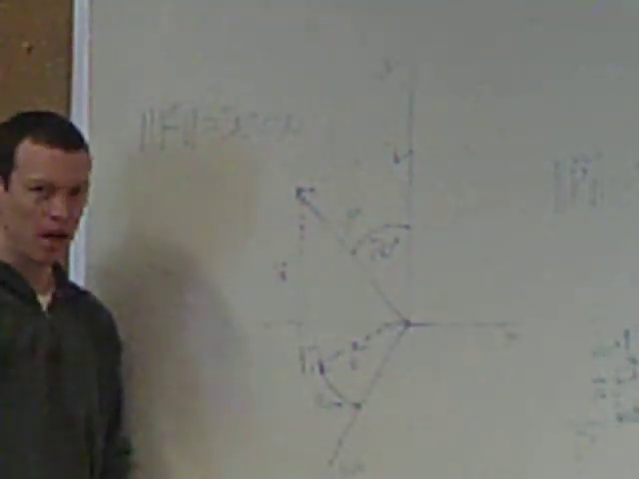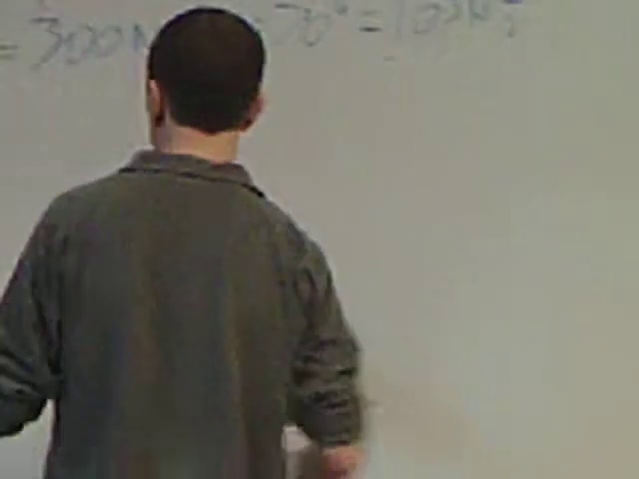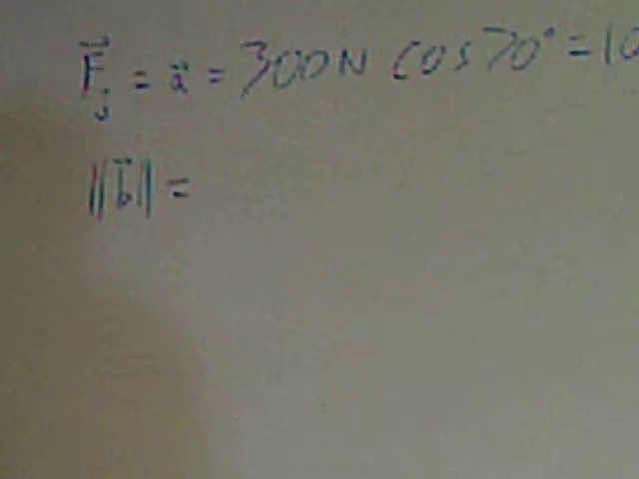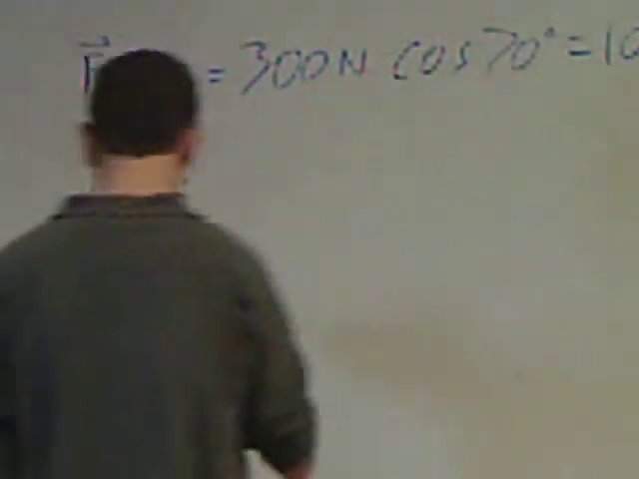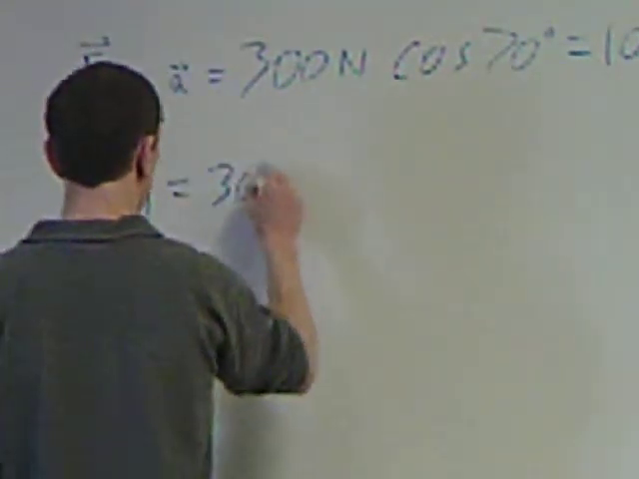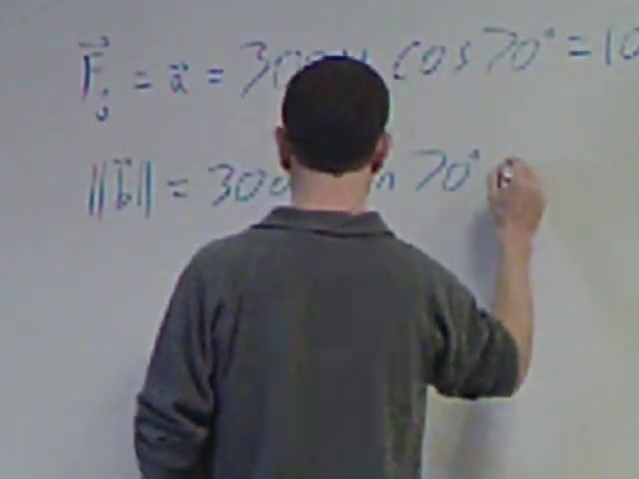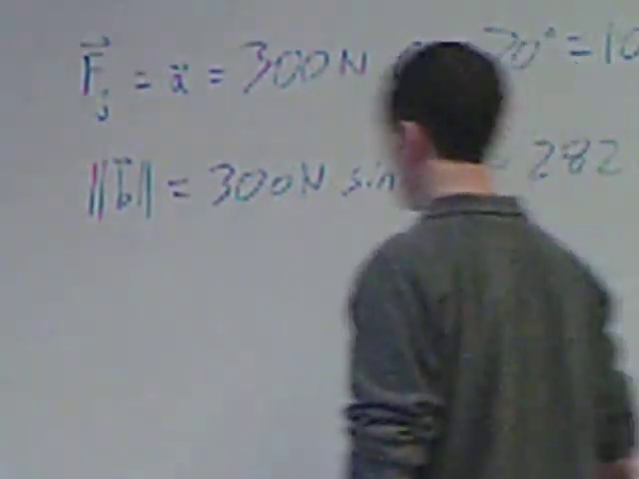And so what trig function, when you take it of 90, you get 1? That would be the sine. So that's what we're going to do here to find the magnitude of B. And I say magnitude because we don't know what direction B is really going. We're finding the length of it. So the magnitude of B here, once again, is 300 newtons, this time times the sine of the 70 degrees. And so that equals 282 newtons. So that's the length of B.